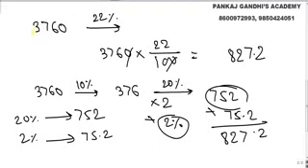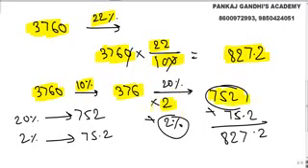I repeat quickly. We needed 3760's 22%. One way is solving it into 22 upon 100. The other way, 3760, 10% of that is 376. Into 2 will make it 20%. If 20% is this, 2% will be divided by 10. 20% plus 2%, we get this thing.